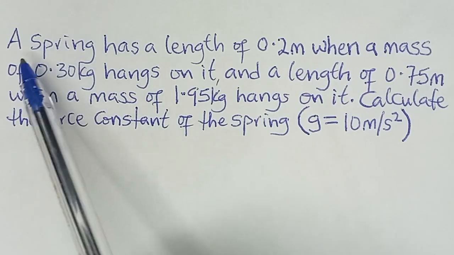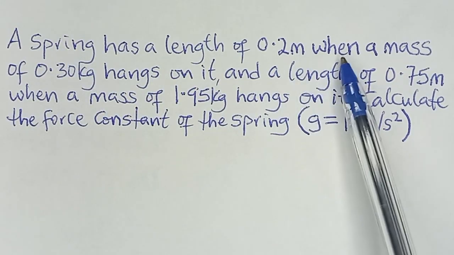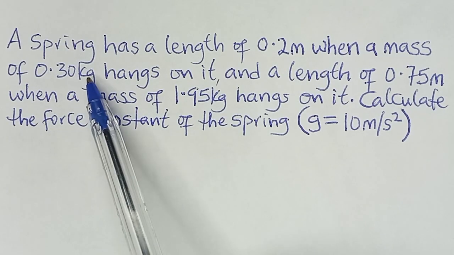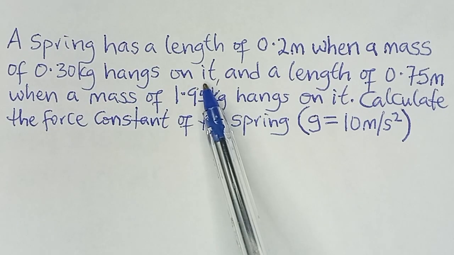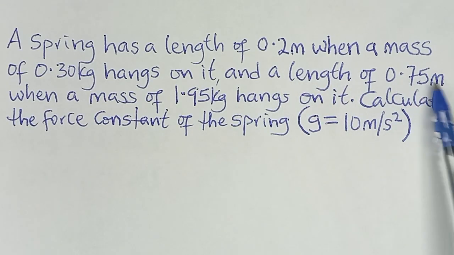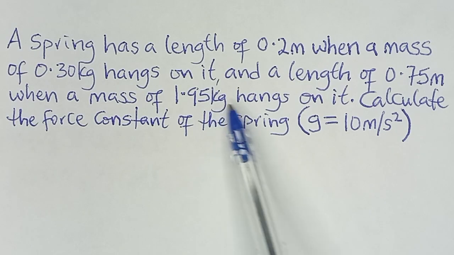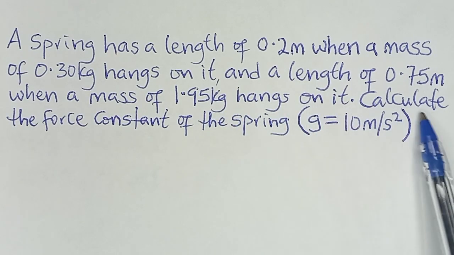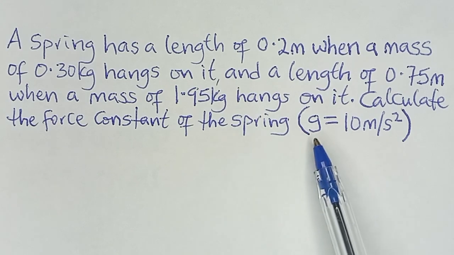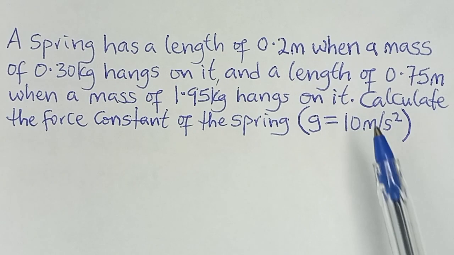Now, the question says a spring has a length of 0.2 meter when a mass of 0.30 kilogram hangs on it, and a length of 0.75 meter when a mass of 1.95 kilogram hangs on it. Calculate the force constant of the spring, and we are given acceleration due to gravity as 10 meter per second square.